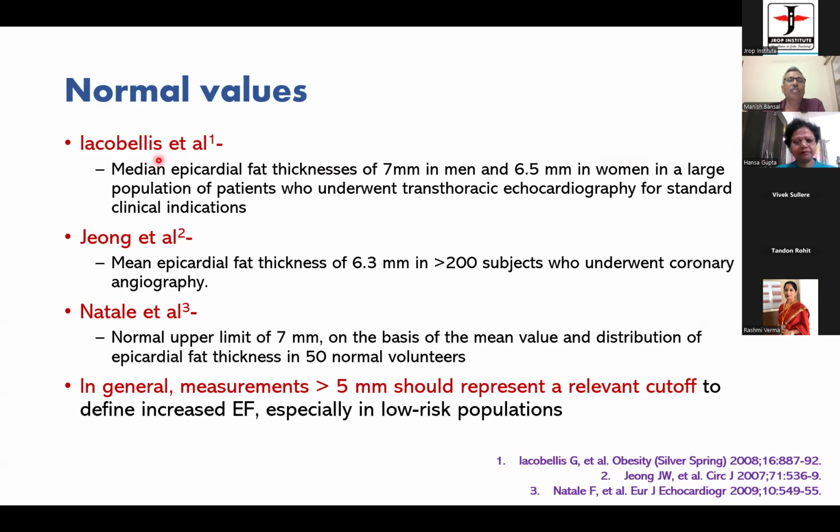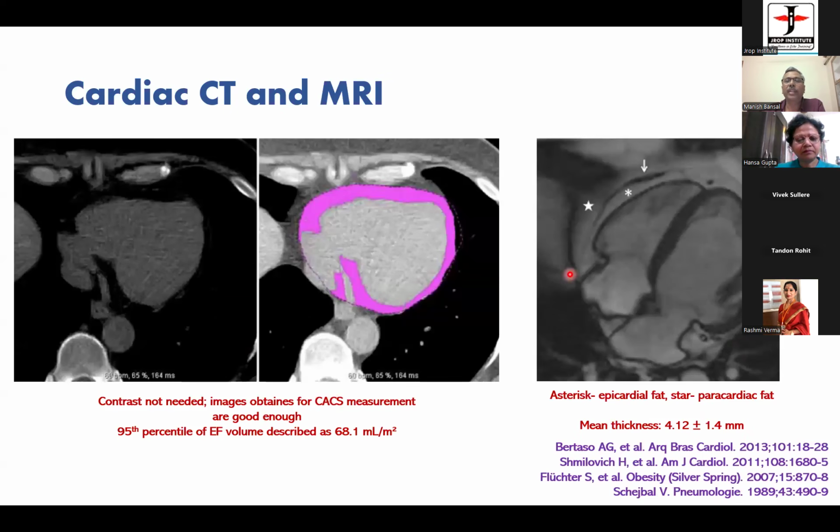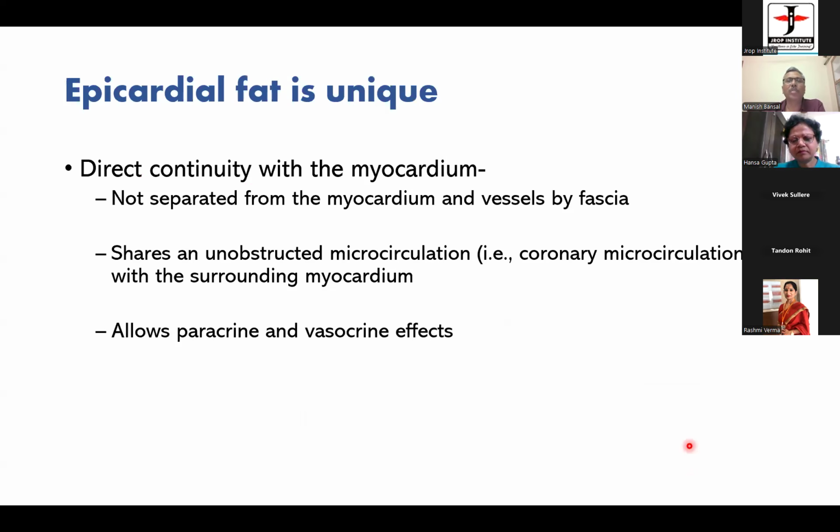Normal values: most of the articles have shown that in large studies, average epicardial fat thickness has been around 6 to 7, but in general, anything more than 5 is considered to be increased. These are CT and MRI images. CT and MRI give us more precise estimation of epicardial fat. With using CT, we can measure the volume also. In MRI, in this particular study, the mean thickness was 4 millimeters. So again, anything more than 5 will indicate increased thickness.